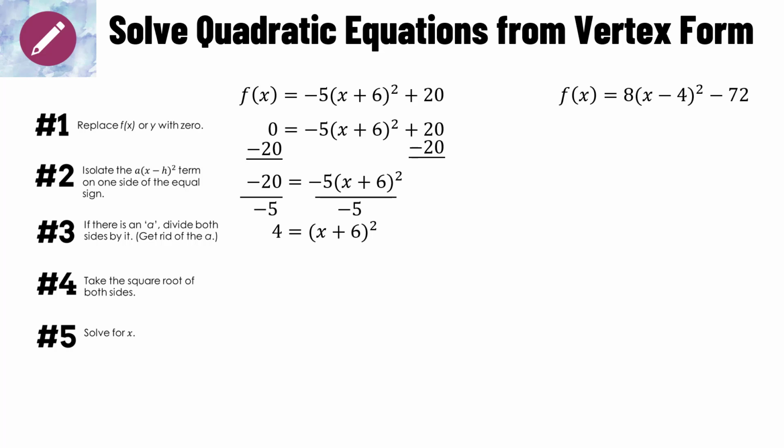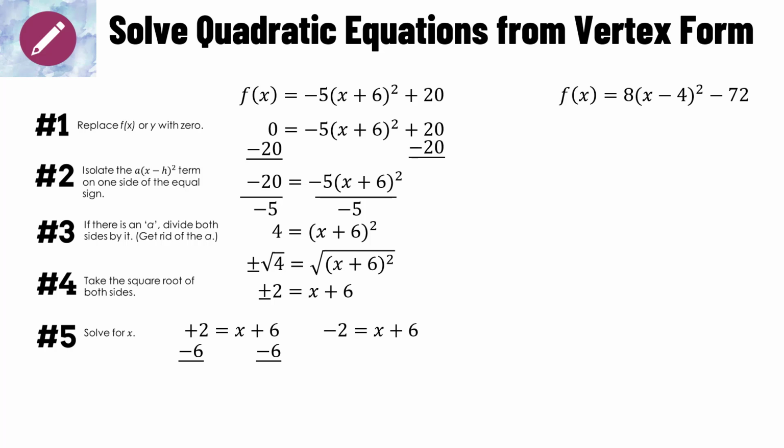This gives us 4 equals (x plus 6) squared. Now we're going to take the square root of both sides. The square root of 4 is plus or minus 2. And the square root and the square cancel, giving us x plus 6. We're going to have two separate equations: 2 equals x plus 6 and negative 2 equals x plus 6. We're going to subtract 6 from both sides, so it looks like negative 4 equals x.